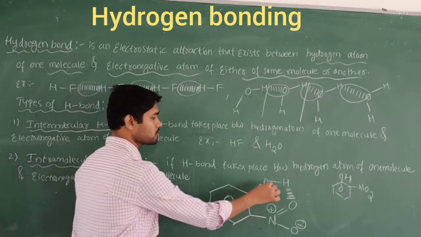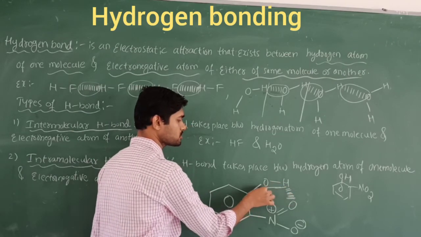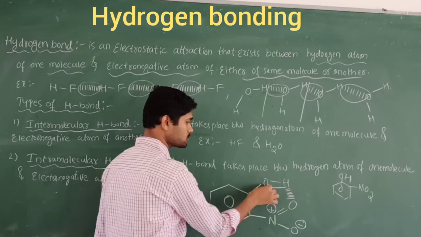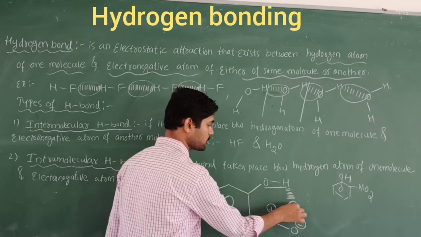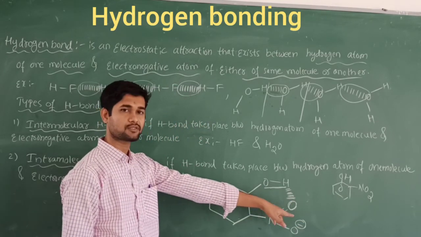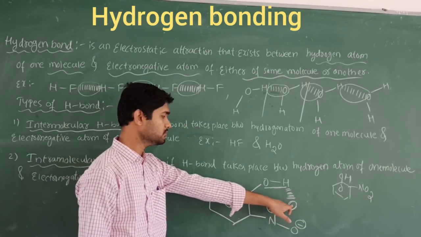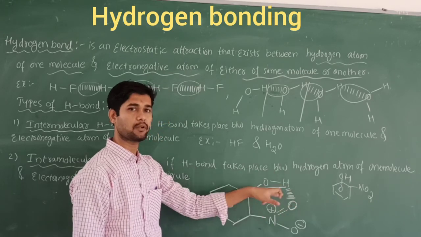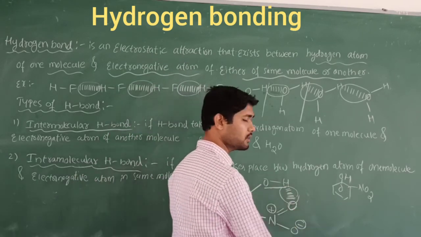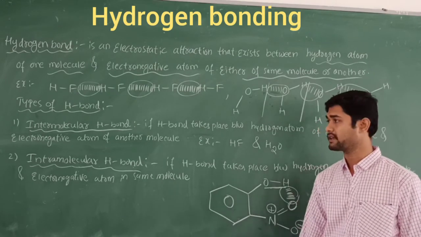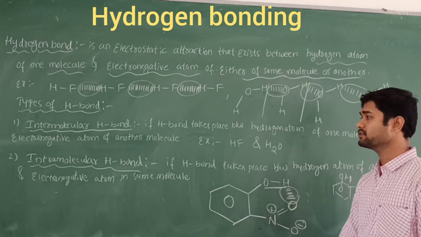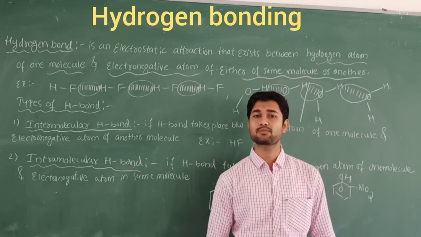Here, the hydrogen from this OH group and the oxygen from the nitro group cause a force of attraction, from the oxygen atom and the hydrogen atom of the same molecule, and that causes the hydrogen bond. That type of hydrogen bond we call the intramolecular hydrogen bond. So this is about the hydrogen bond concept.